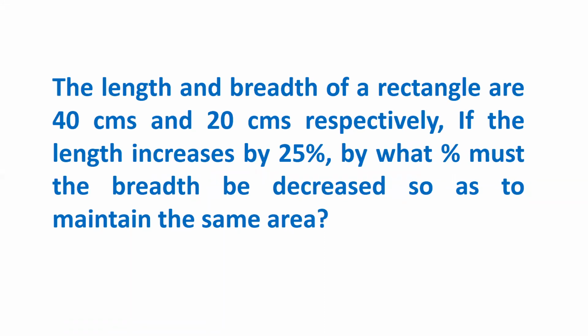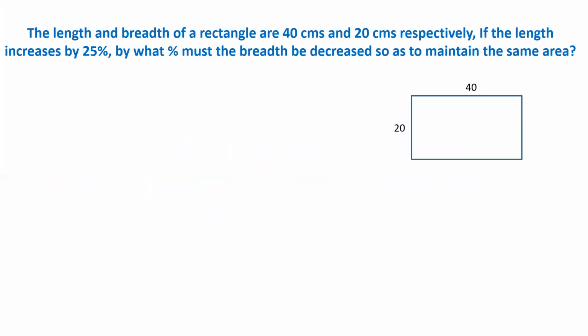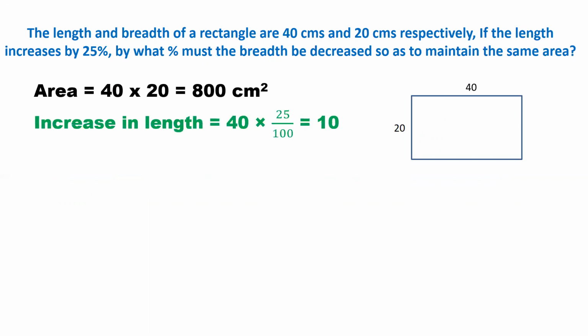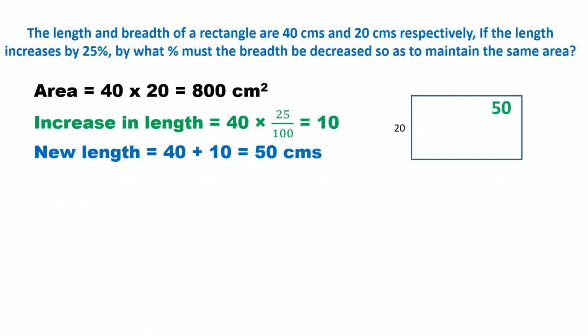If we solve this question by the general method, length and breadth are given as 40 and 20. The area of the rectangle will be 800 centimeters square. The length increases by 25% of 40, that is equal to 10. New length would be 40 plus 10, that is equal to 50 centimeters. As per the question, the area has to be the same.